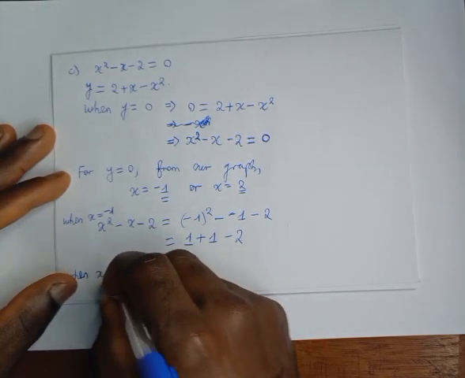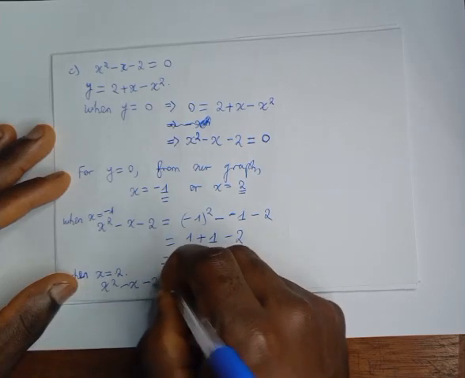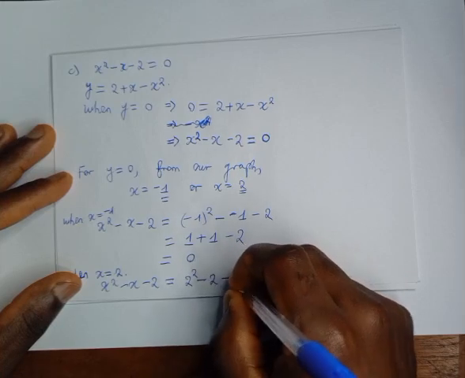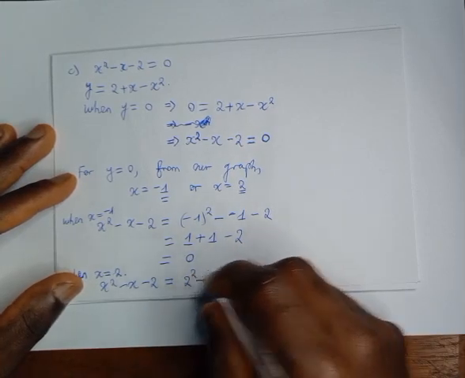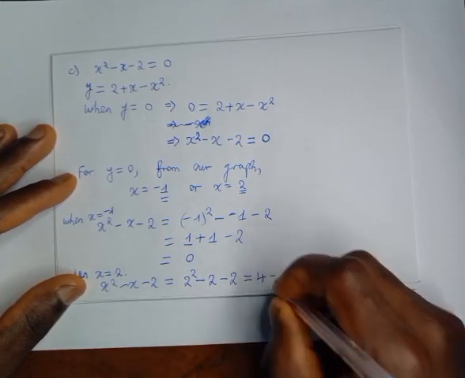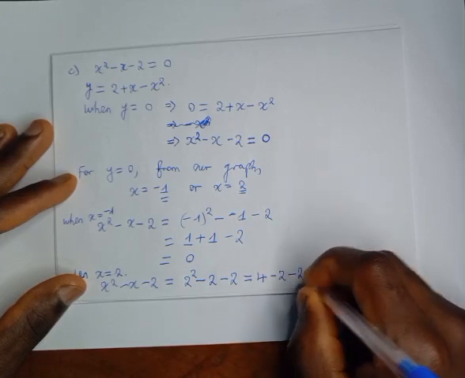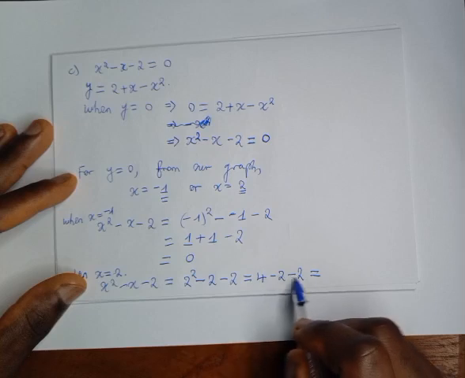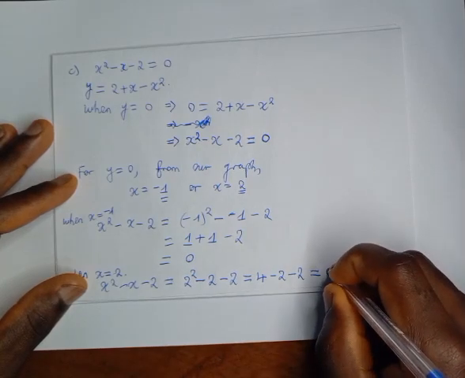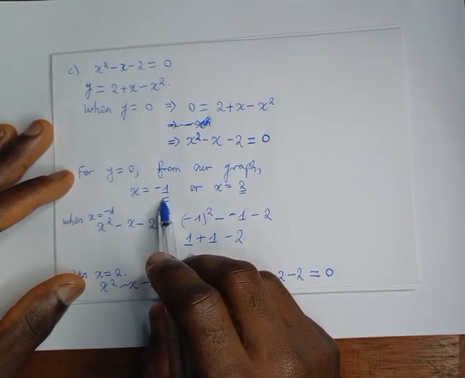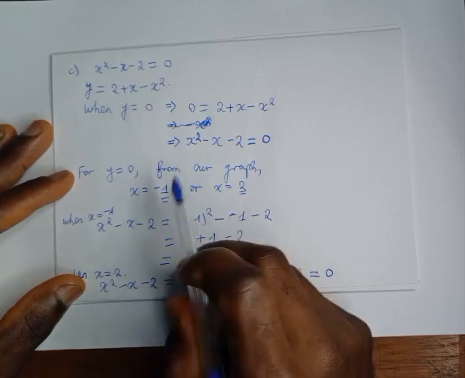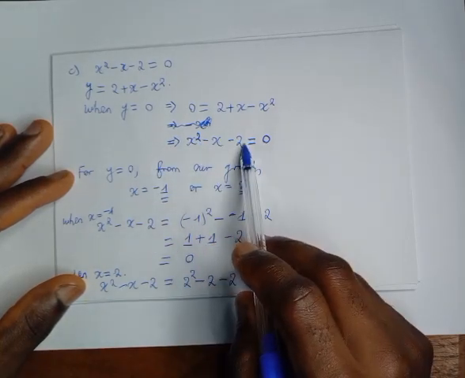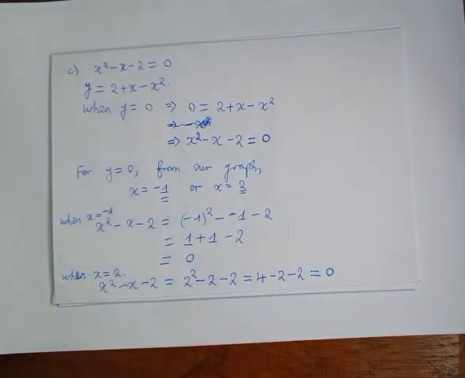This will give us x squared minus x minus 2 to be equal to 2 squared minus 2 minus 2. This will simply be equal to 2 squared, 2 times 2 is 4, minus 2 minus 2, which is equal to 4 minus 2 gives us 2. 2 minus 2 is equal to 0. So x equal to -1 or x equal to 2 are the solutions of the quadratic equation x squared minus x minus 2 equal to 0 when we make use of our graph.